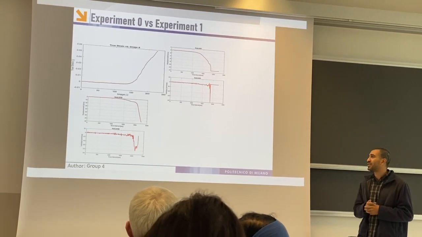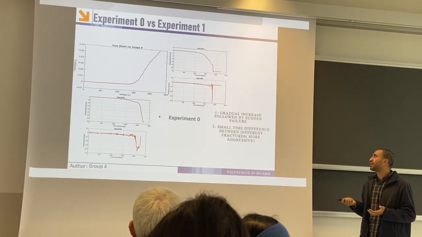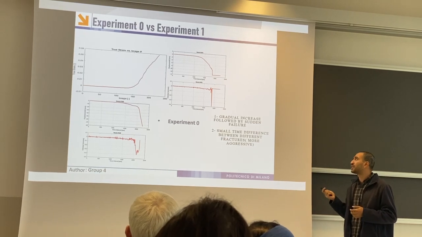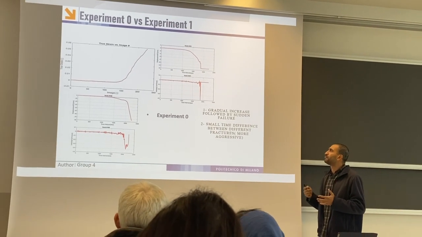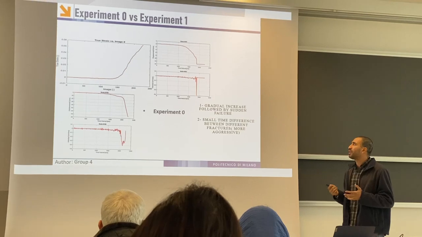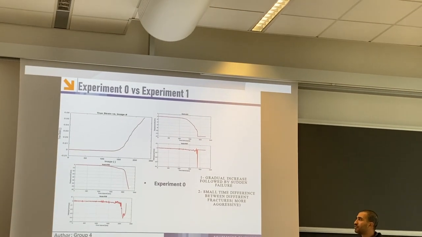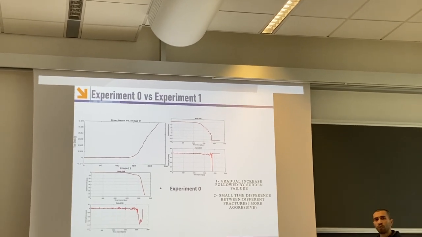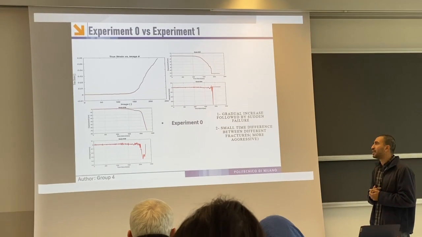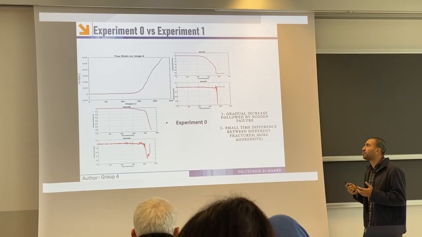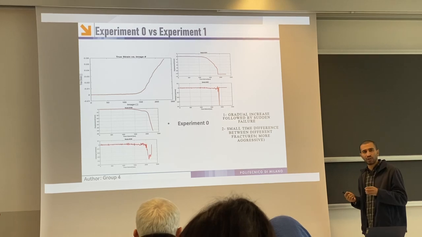We have the same analysis for experiment 0. And what we could get is these 2 points as a comparison of experiment 0 and experiment 1. Experiment 0 was characterized by a gradual increase followed by a sudden failure. As you see here, gradual increase and then sudden failure, and the other one was more of a phase failure and progression failure. And also we can see that experiment 0 has a small time difference between each fracture.